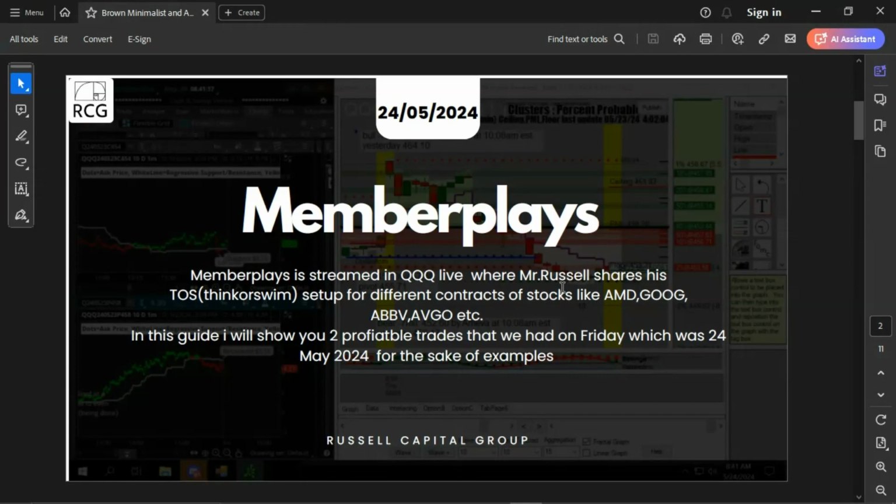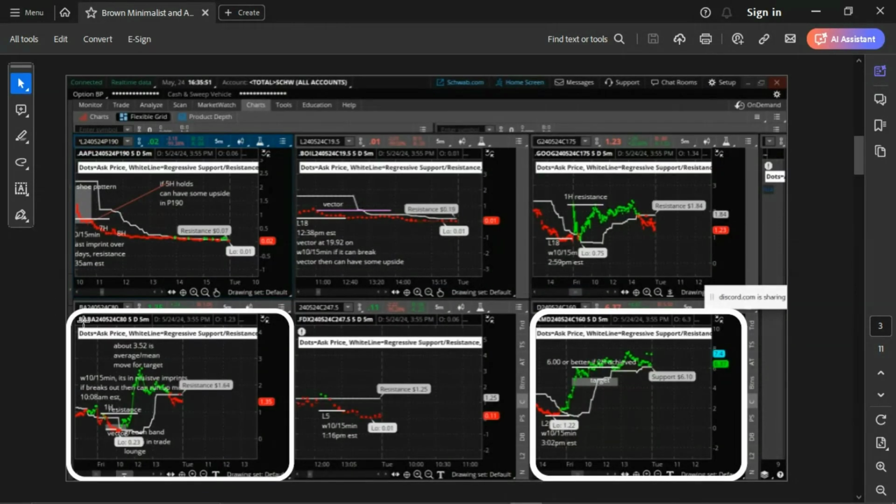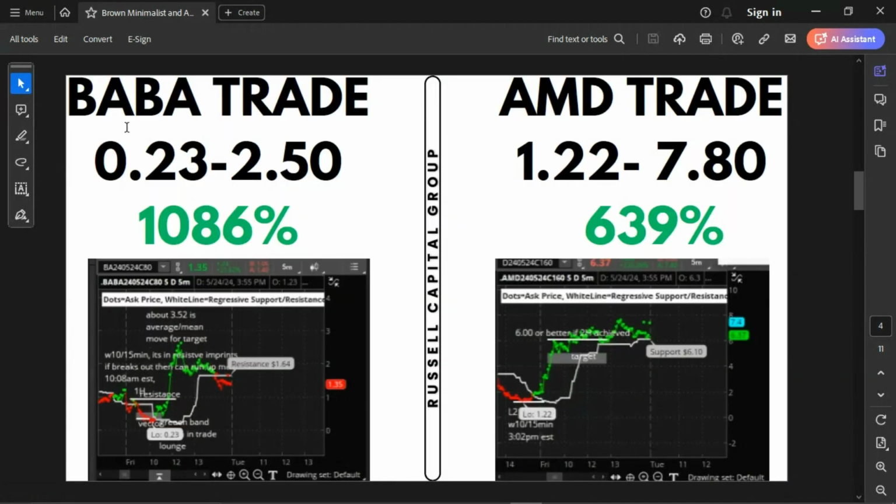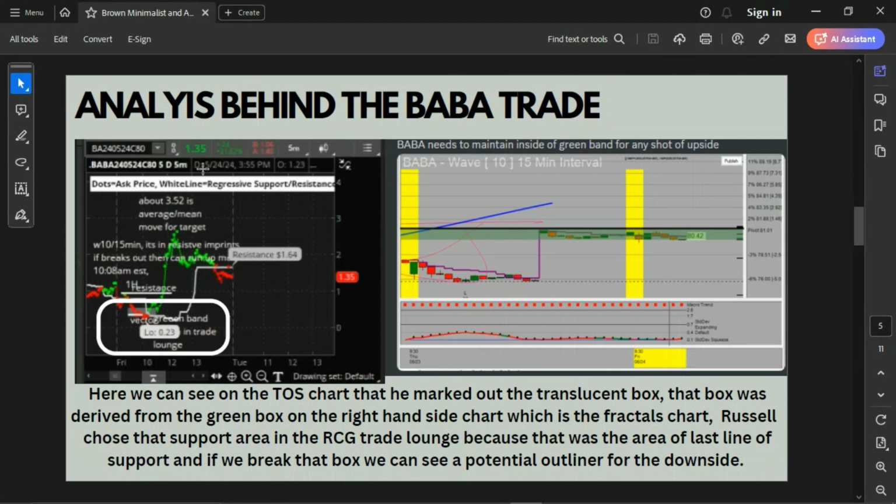Okay, so I'm going to go through the trades that we had. The trades we had were BABA and AMD. You can see that we have a lot of stuff to talk about here and here too. On the BABA trade, we saw a really good gain of 1086%, and on the AMD trade, we saw a gain of 639%. That's like 10x of your money. That's like 6x of your money. So let's go through the analysis of the BABA trade.